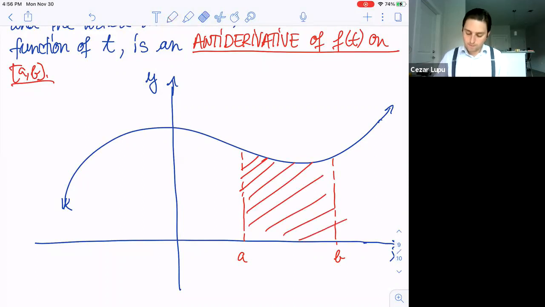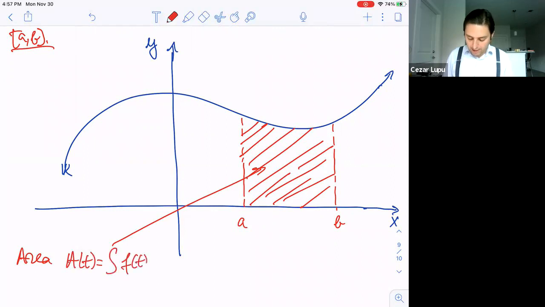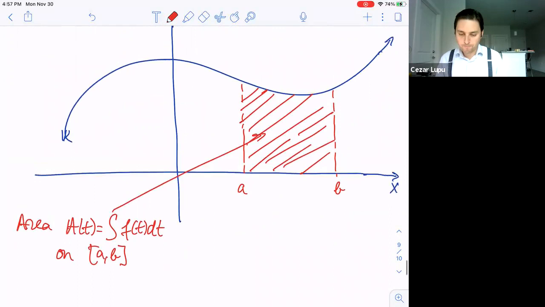Right, so okay, this is the graph. This is the area, sorry. So this is what we will call, okay, I'm gonna write it here. This is the area A of t, which will be nothing else than the integral of f of t dt on the interval AB, and you will see that we will write this area in a certain way.